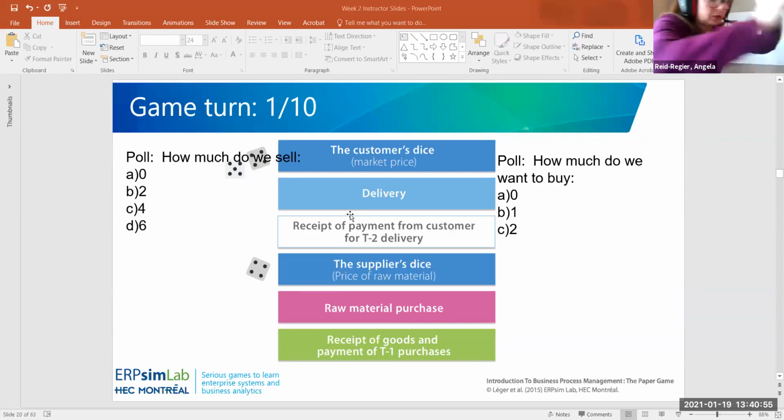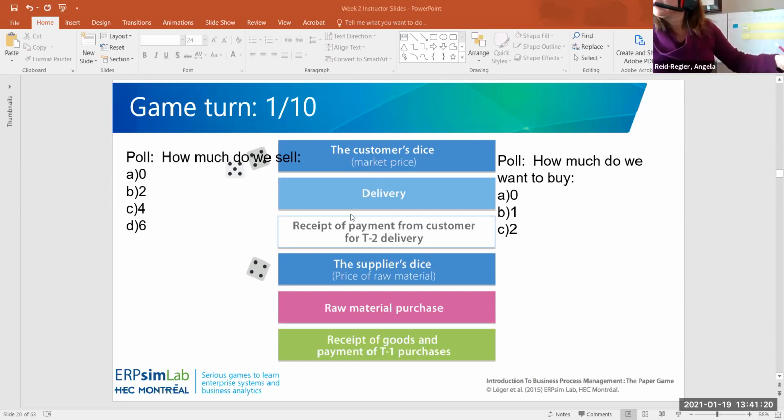Okay, buying 2 sheets, but we need a purchase order to do that. So we need to put that on our pink. We're buying 2 sheets. This is our purchase order. So we're buying 2 sheets in round 1. Okay, that's our purchase order.